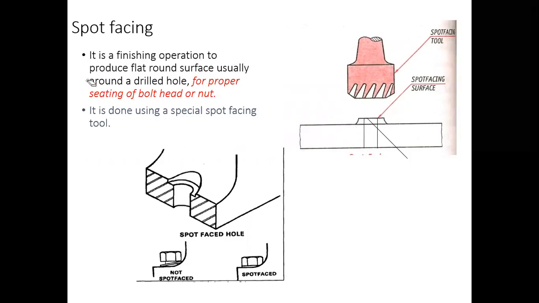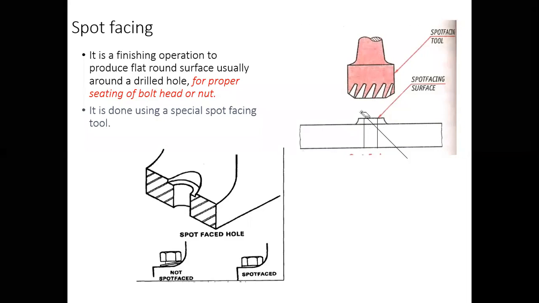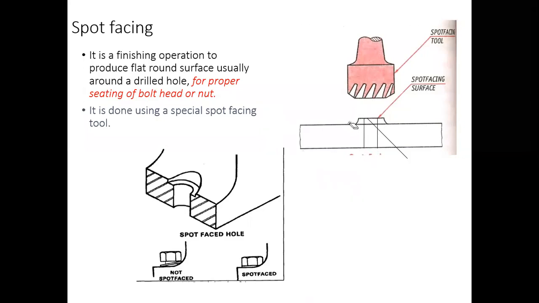It is a finishing operation to produce flat round surfaces, usually around the drilled hole, on the surface of the workpiece, for proper seating of the bolt head or nut. Why is this proper finishing required? Whatever bolt you insert has to fit properly. Only if it is a smooth, parallel surface will the bolt sit properly. If there is an uneven or rough surface, your bolt or nut may not fit properly when you tighten it.